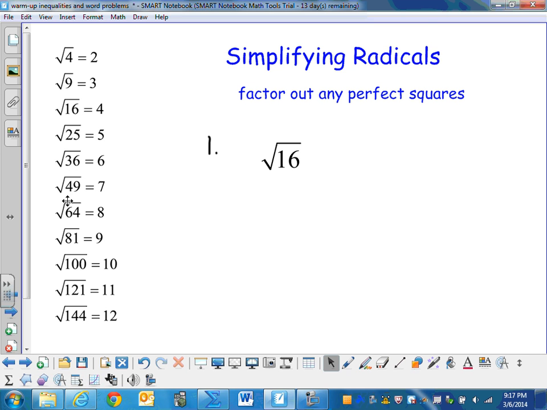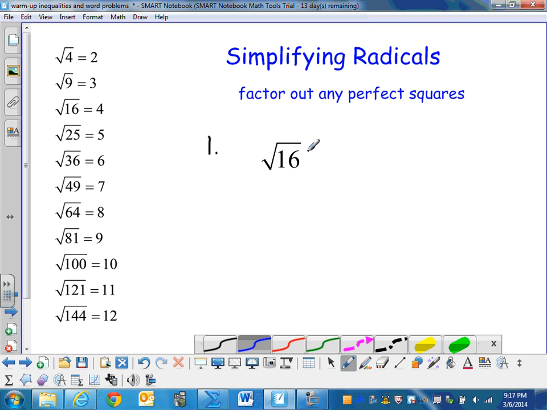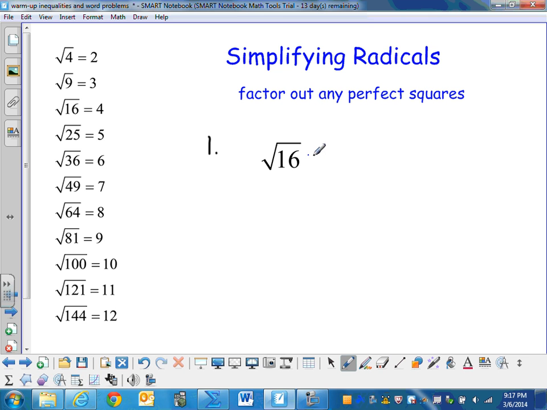So these are the numbers we are looking for to see if they're factors of the radicand, the number under the radical sign. So the square root of 16, 16 is a perfect square. So to simplify this, we just write the square root of 16 is equal to 4.